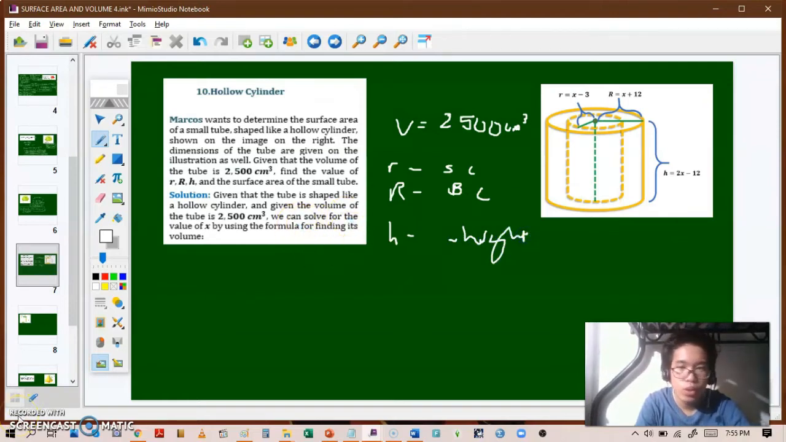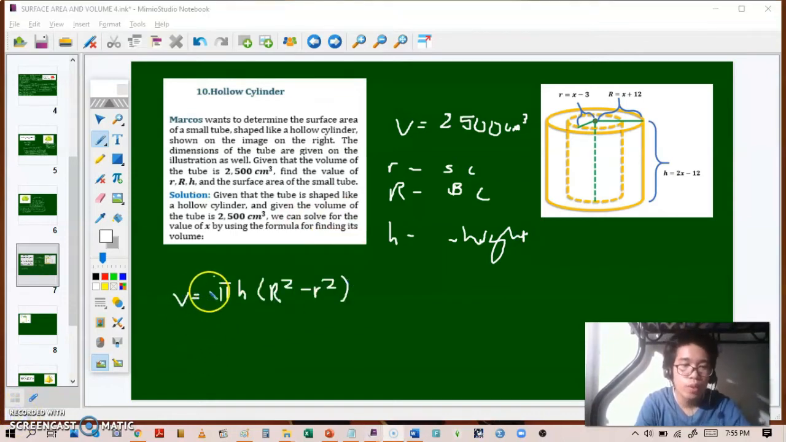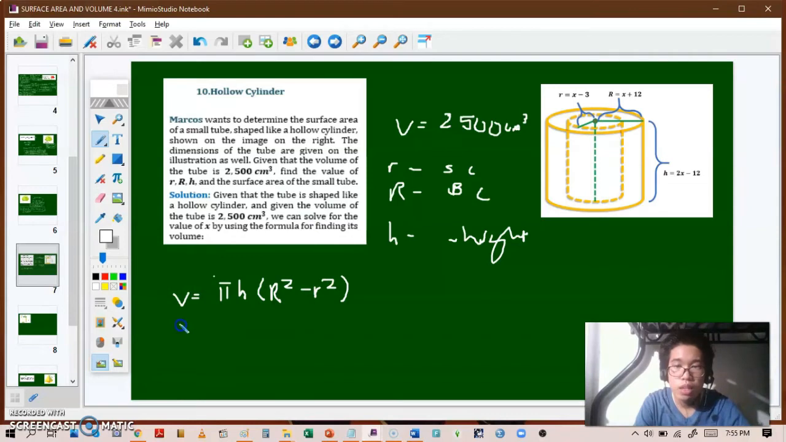First, we have to use the volume formula for a hollow cylinder. V is equal to pi h times the radius of the big circle squared minus the radius of the small circle squared. So V is equal to 2,500, which is equal to pi times h, and h is 2x minus 12, as given on our figure, and then we multiply that by big R squared. Big R is x plus 12. So this is squaring a binomial again.